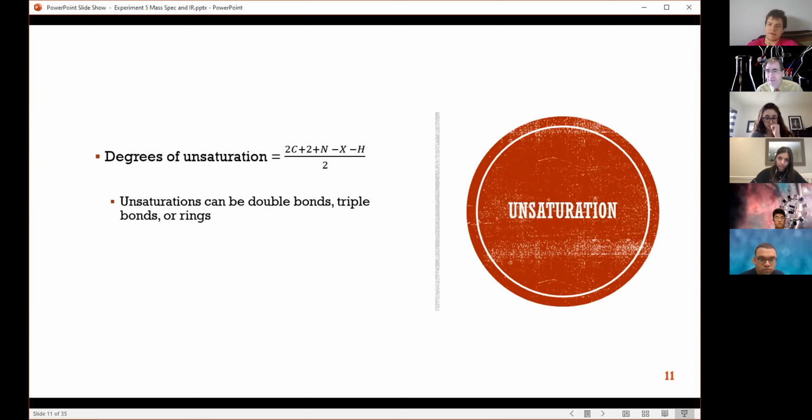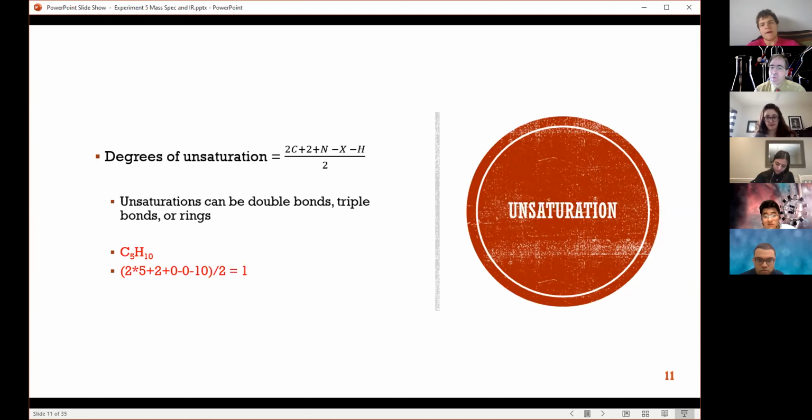It works. It's algebra. So for instance, if you had C5H10, then you'd have 2 times the number of carbons, so that's 2 times 5, plus 2, plus the number of nitrogens, none of those, minus the number of halogens, none of those, minus the number of hydrogens, divide all that by 2, comes out to 1. So that means you have 1 unsaturation. So when you're building your molecule, you know that you have either a double bond or a ring closing. A triple bond counts as 2 unsaturations because it's the 2 pi bonds. So any pi bond counts as an unsaturation.